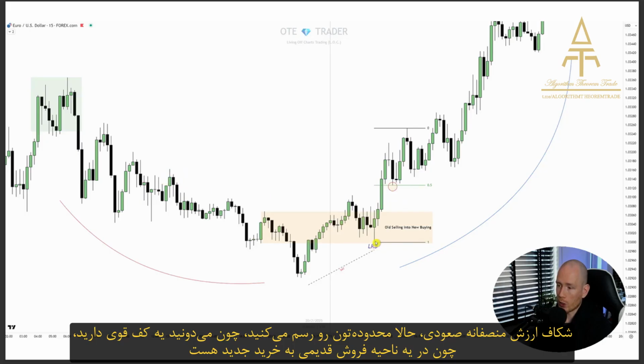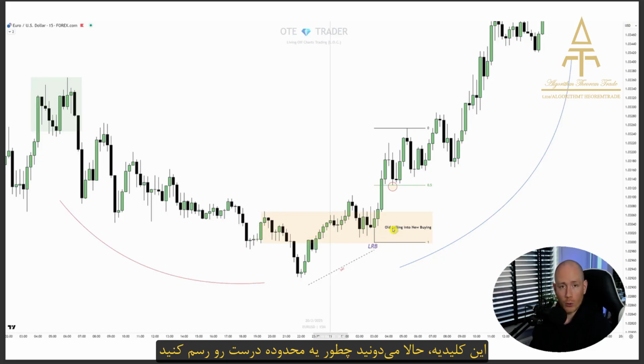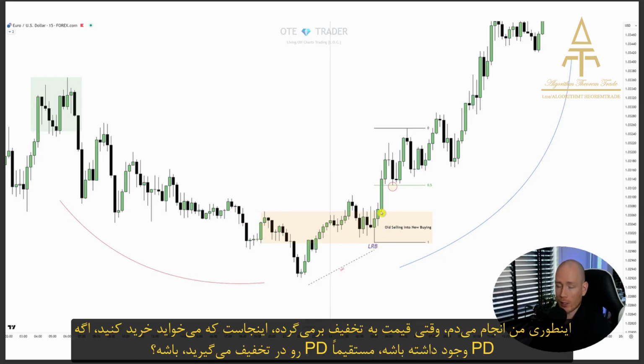Now you draw out your range because you know you have a strong low, because it's in an old selling into new buying area. Then you can draw out your range. I'm hoping you understand that the strong low is valid because there's SMT on the low and it forms in an area of old selling. This is key. Now you know how to draw out a correct range. This is how I do it.